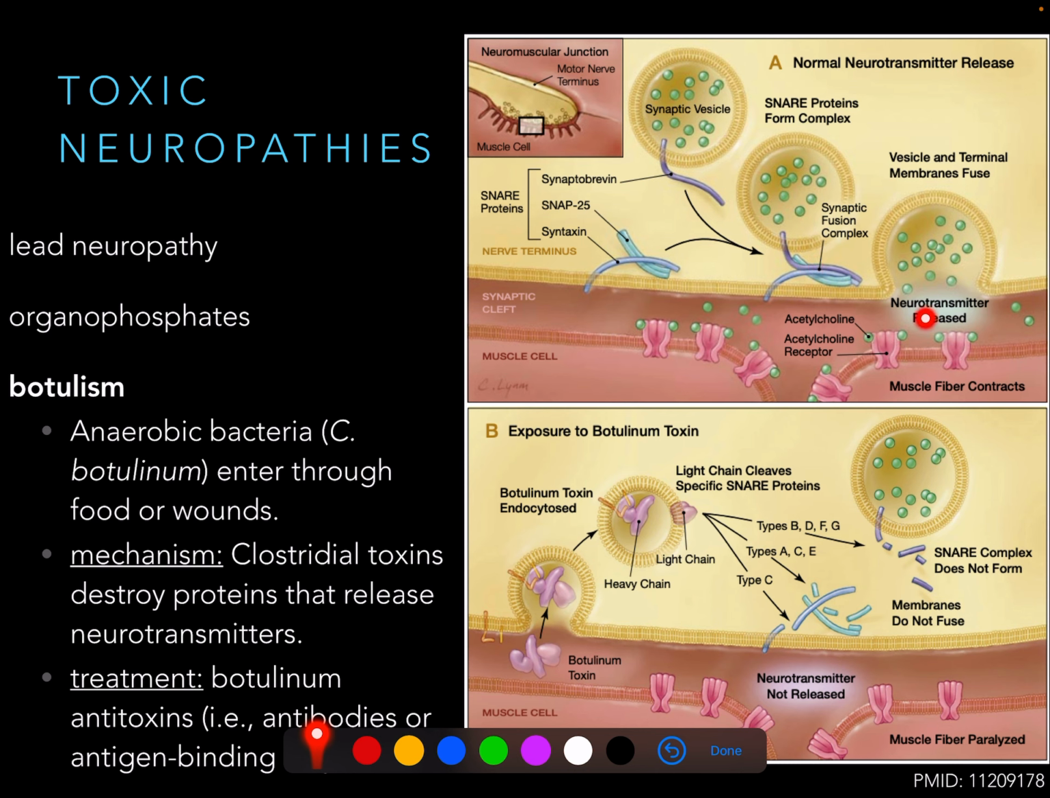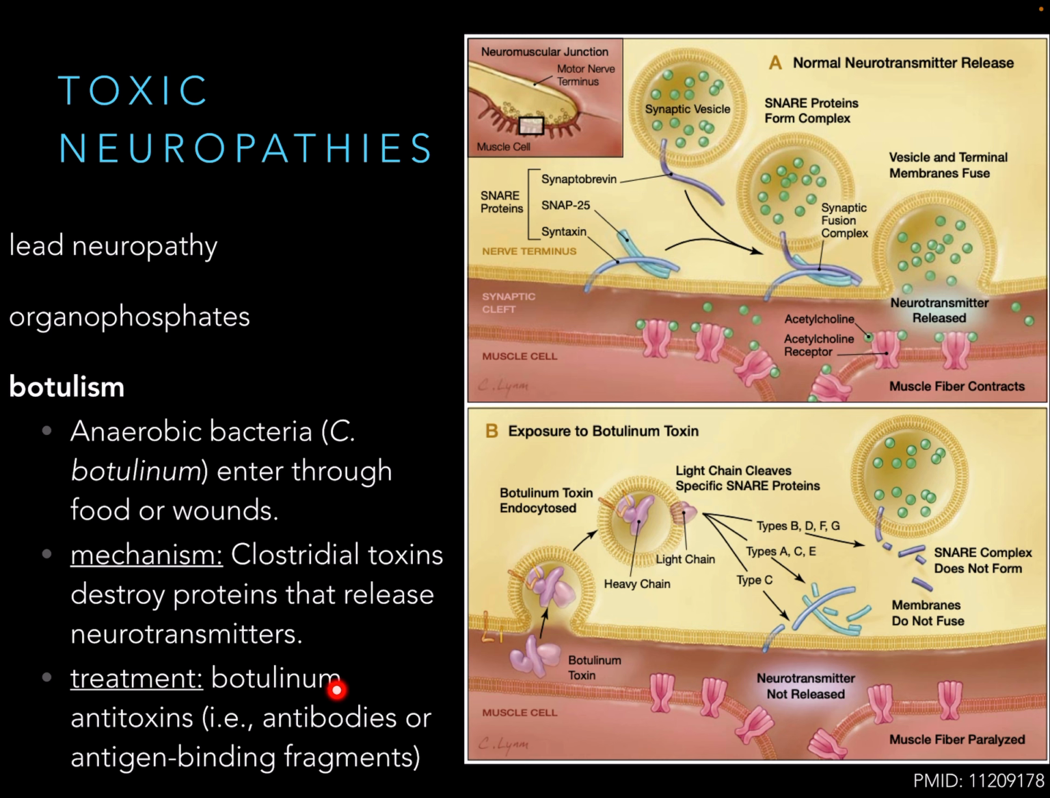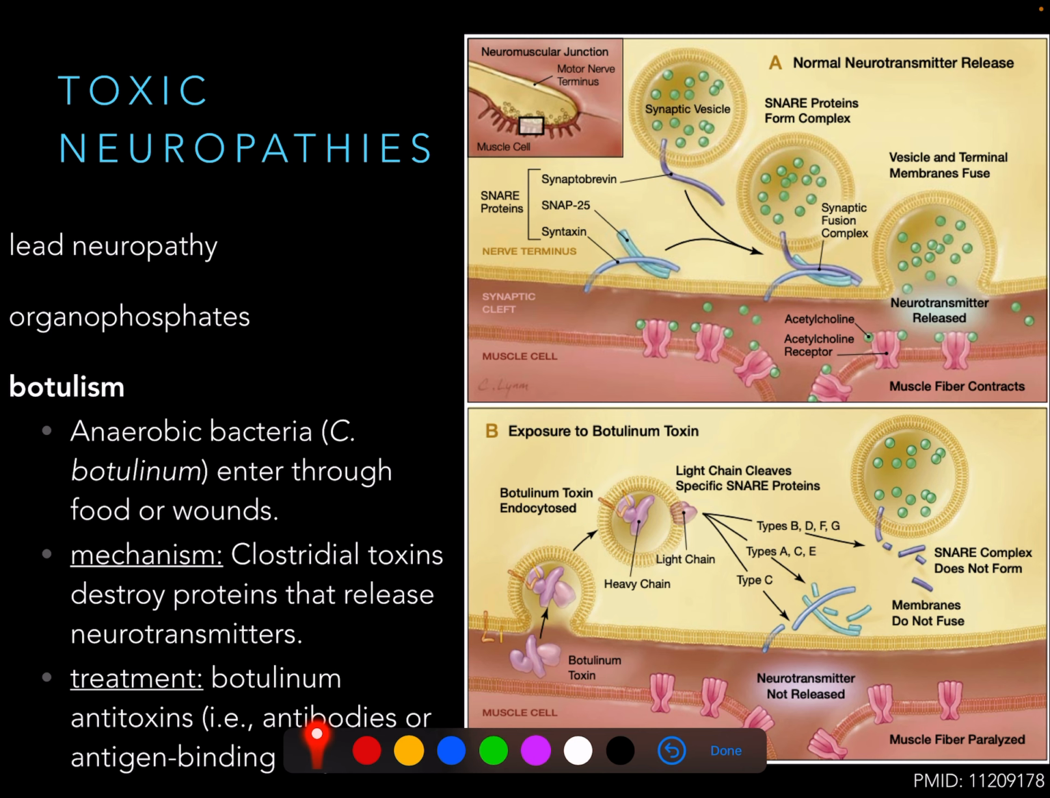So botulism then leads to the inability to spit out neurotransmitters. So we get paralysis as a result. The treatment for this, antibodies. So we have antitoxins that bind to botulinum toxins and prevent them from interacting with their receptor. And next thing you know, you've cleared up your problem there.